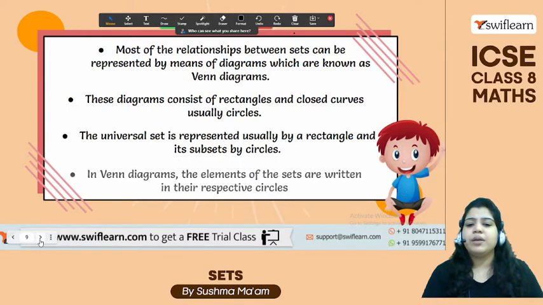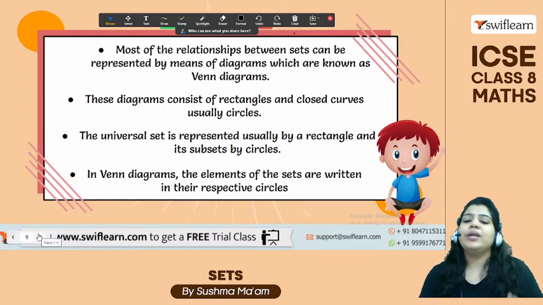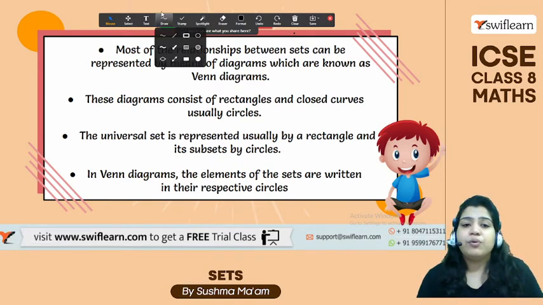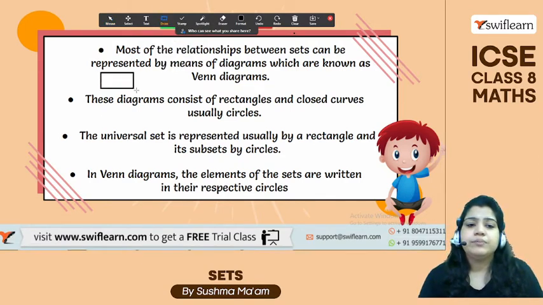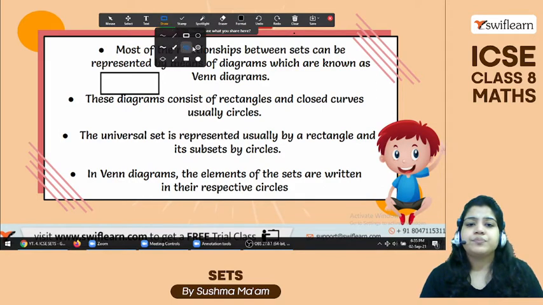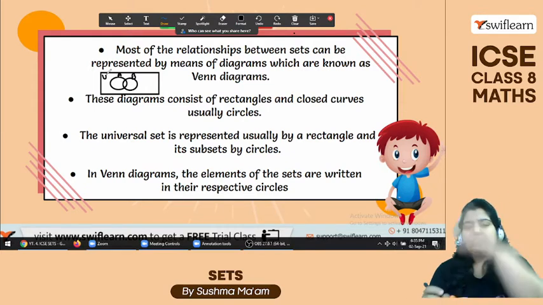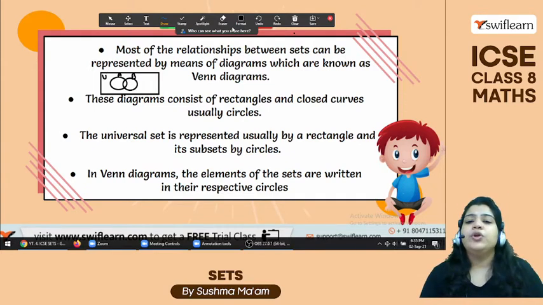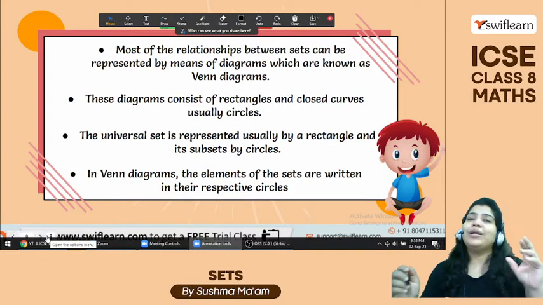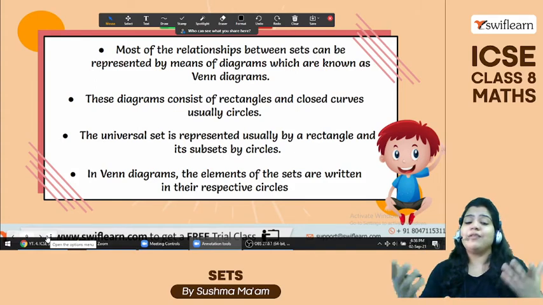So let's take an example here. In a Venn diagram, elements of a set are written in their respective circles. Suppose I am taking this example here. So this is a subpart and this one. Okay, so the name of this one is written over here, A B, and this universal, the whole rectangle represents the universal set, and it's a form of Venn diagram. So we will not have only two sets, maybe we have 3 sets, 4 sets.